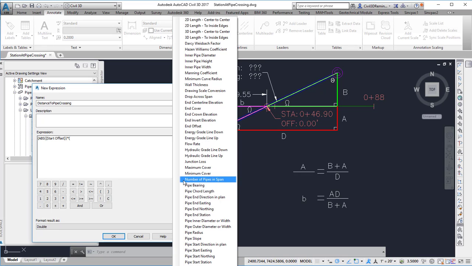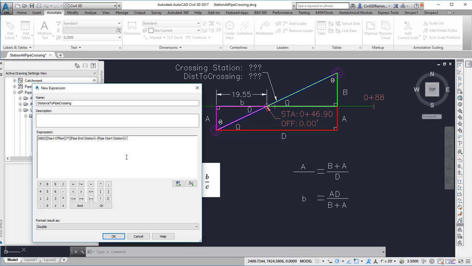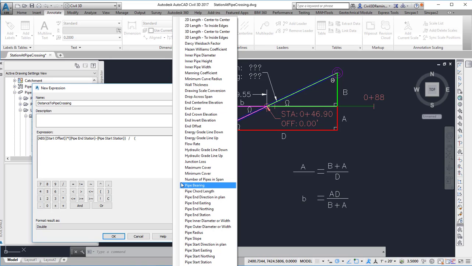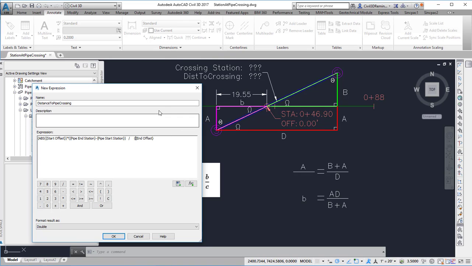And my D value is the overall pipe length, or is the station. So that's going to be pipe station end minus pipe start station. And so then that's going to be divided by my B plus A. So B is going to be my end offset. And I want that to be absolute. And that's going to be plus my A value, and my A value is going to be the absolute of my start offset.